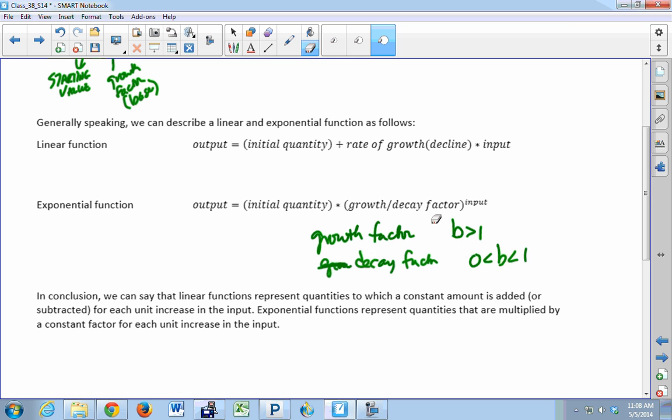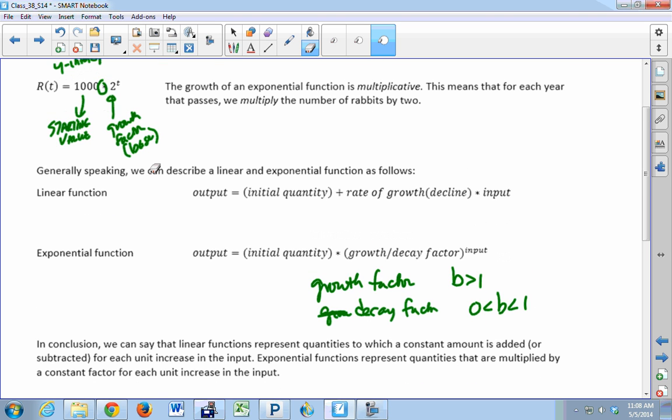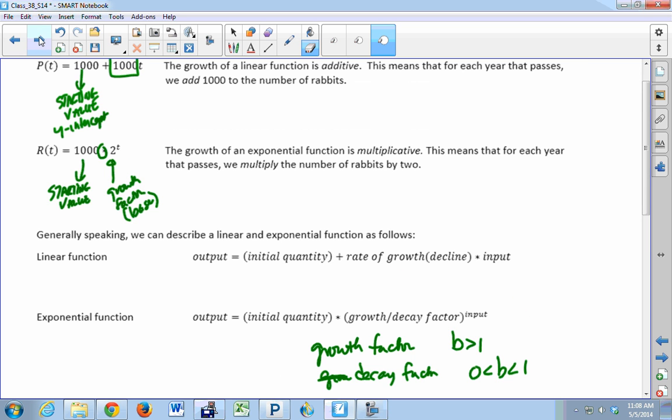All right, so in conclusion, we can say that linear functions represent quantities to which a constant amount is added or subtracted for each unit increase. Unit just means an increase of 1 in the input. And exponential functions represent quantities that are multiplied by a constant factor for each unit increase. So that's the difference between when you're looking at a table of values and you're trying to determine which one is linear and which one is exponential.